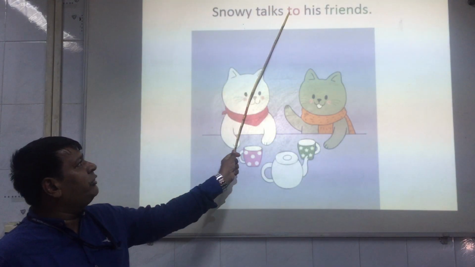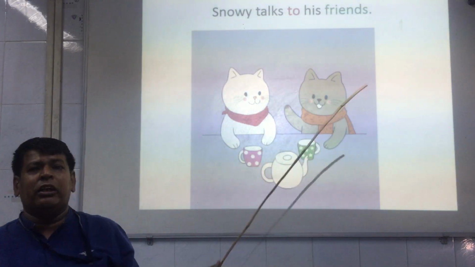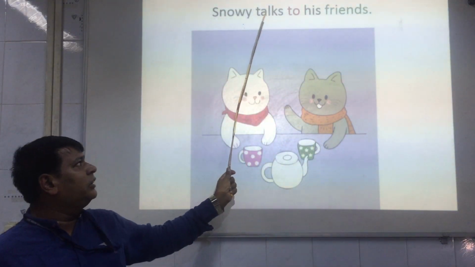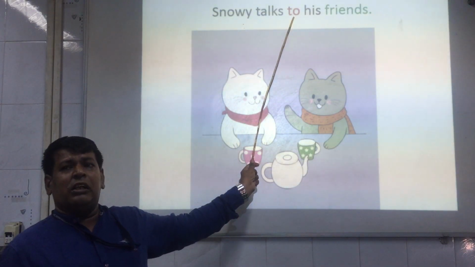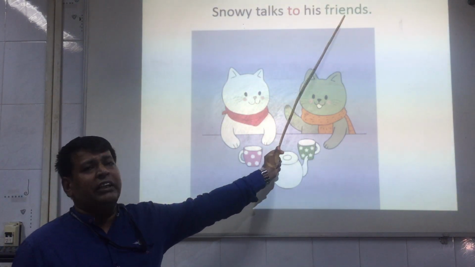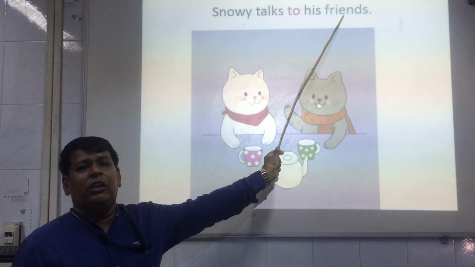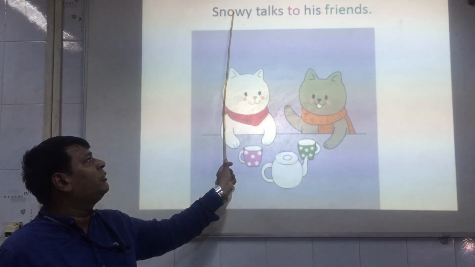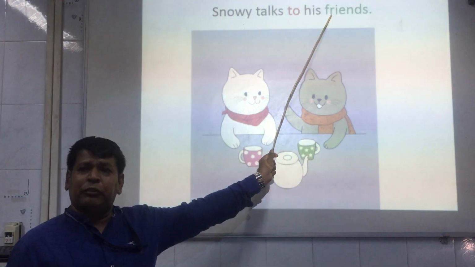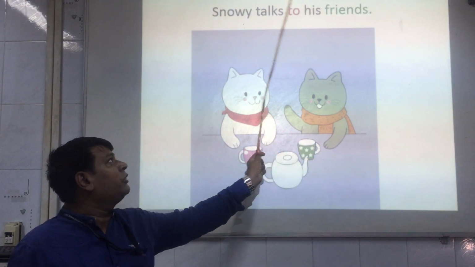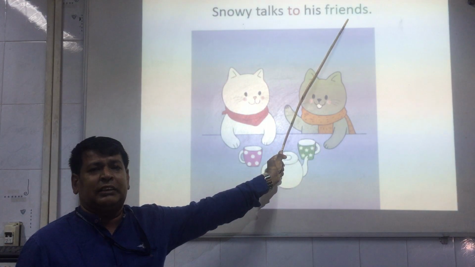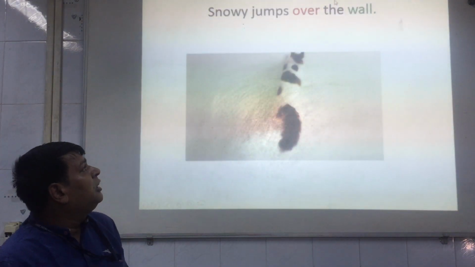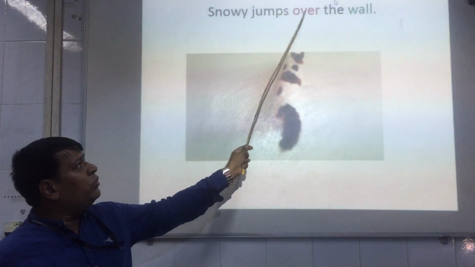Snowy talks to his friends. I repeat again. Snowy talks to his friends. Now here, to, which is in red color, is a preposition, and friends, which is in green color, is a noun. Now, to is a preposition which shows the relationship between the Snowy and the friends. As preposition is always followed by a noun, so to is followed by his friends. Clear, students? See the next example. Snowy jumps over the wall.